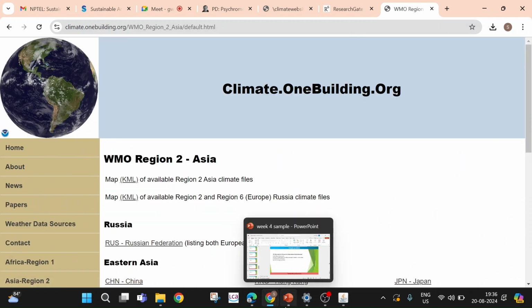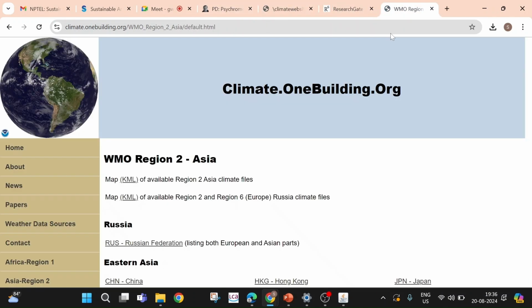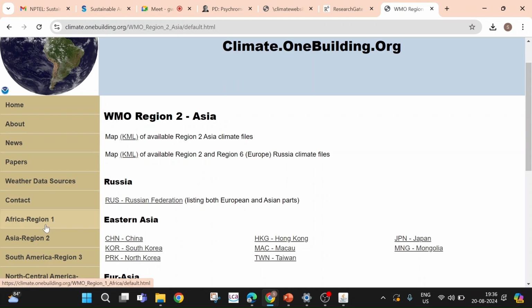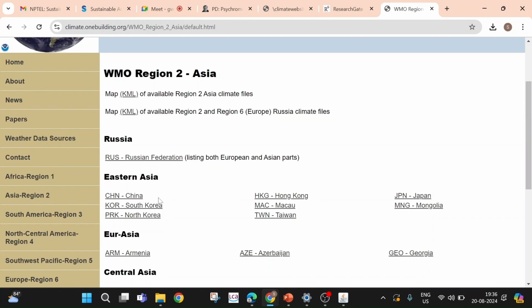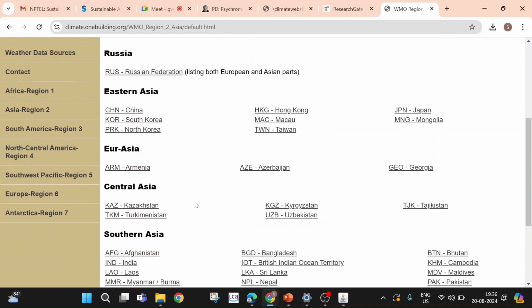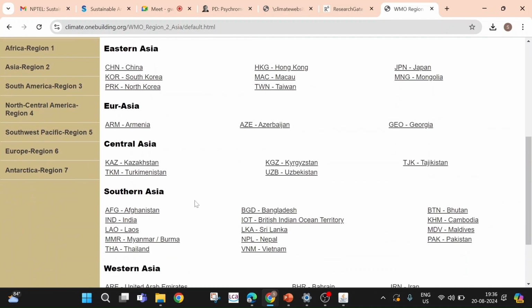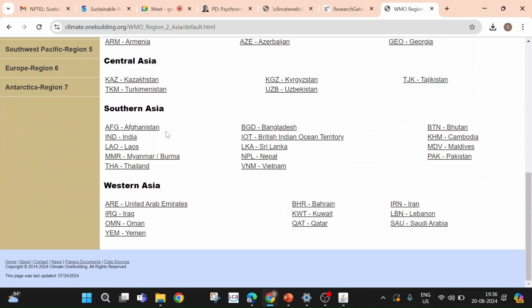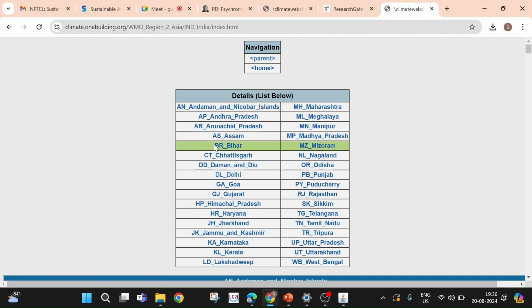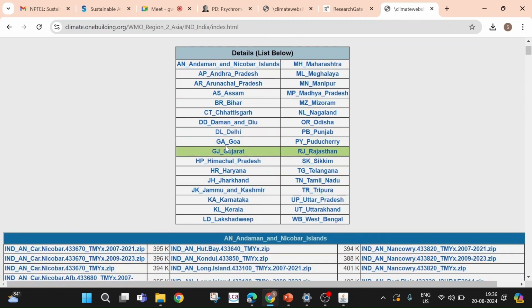Now I am comparing both the cases. See, in this I have searched for Asia region 2. Here is the list of the countries. Here I will be looking for India. So here is India, I will be clicking on it. Then I will find these are the states. Different states are there. I can click on any of the states of which I want to do data analysis.